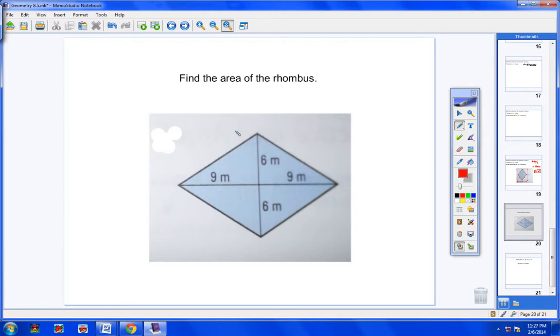All right, let's find the area of the rhombus. In order to find the area of a rhombus, the formula I need is 1/2 times one of the diagonals times another diagonal.